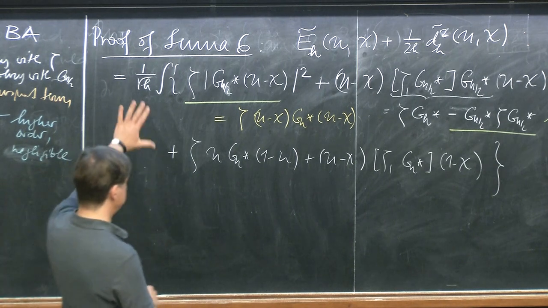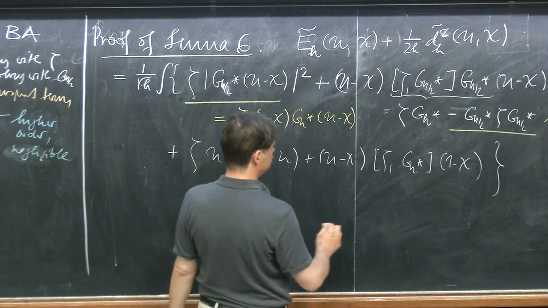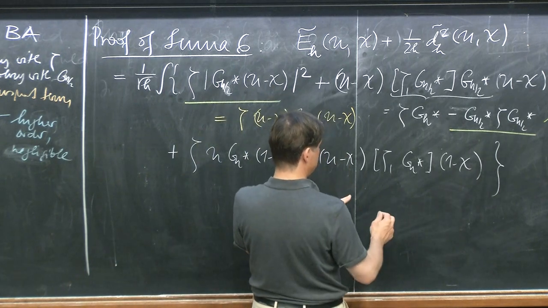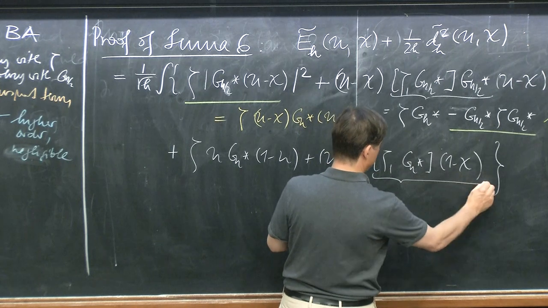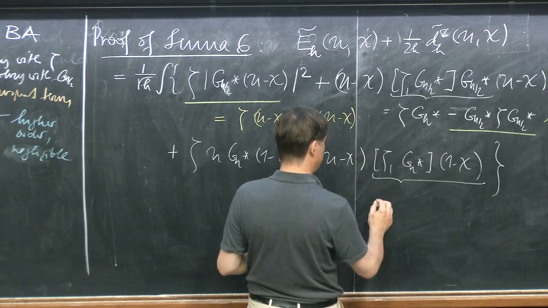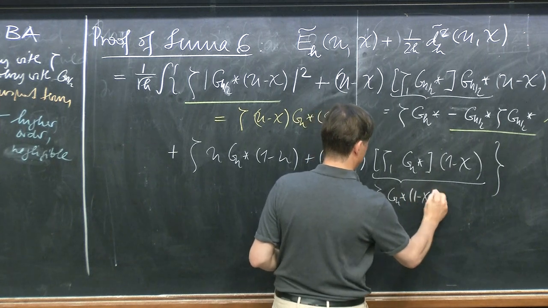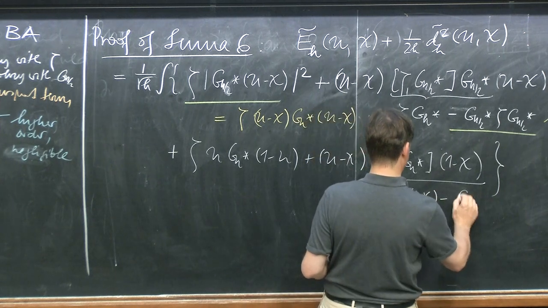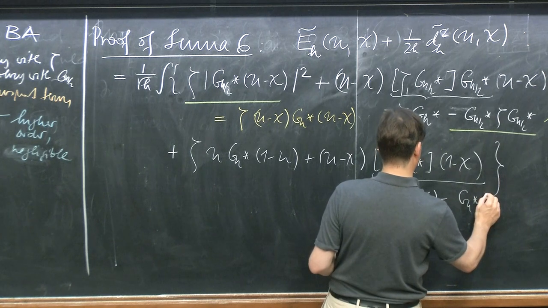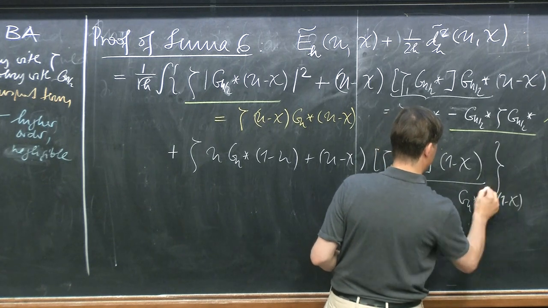And so that's what's left over from the first line. And for the second line, we use again the definition of the commutator. So this is that here minus G_h zeta 1 minus chi.